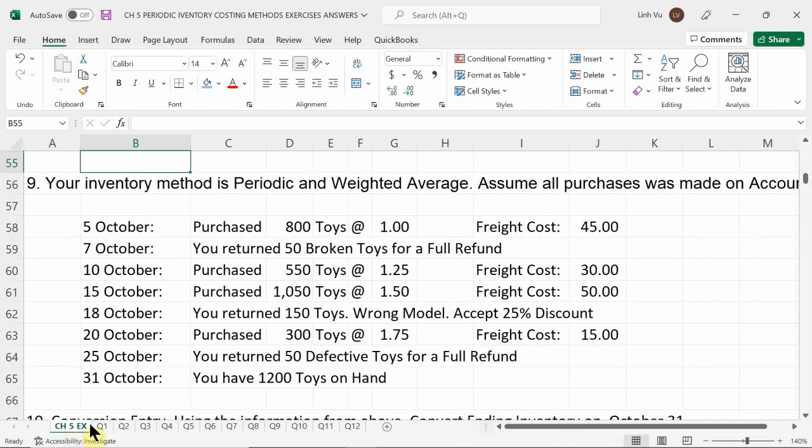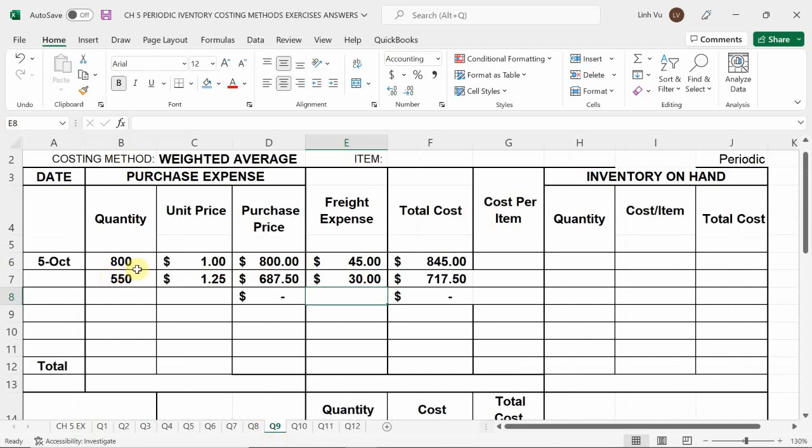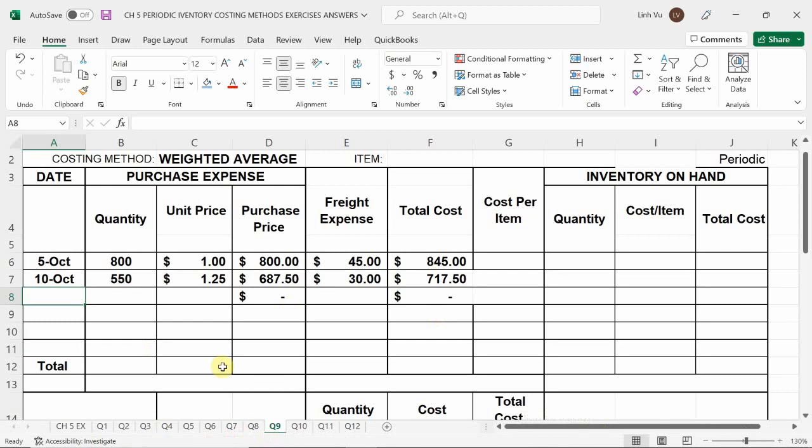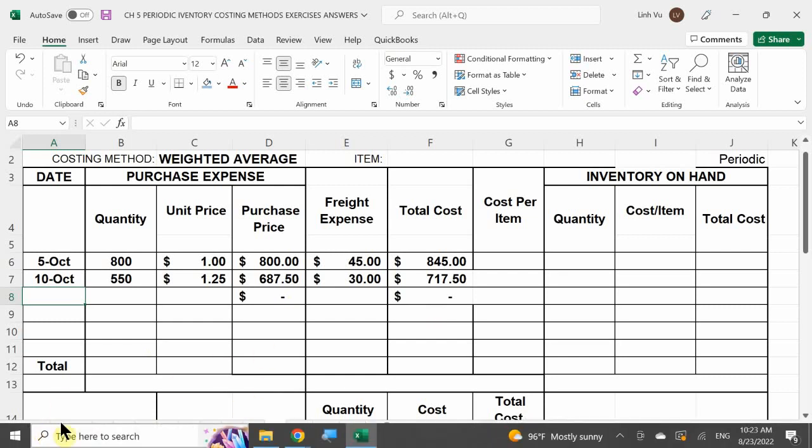Okay. So in this case, 550 on October 10. Okay. So 687.50 plus 30 gives you 717.50. Okay. Let's see what happened next.